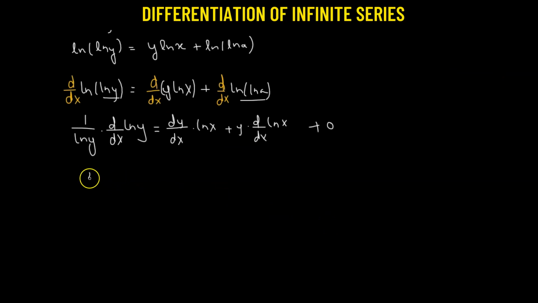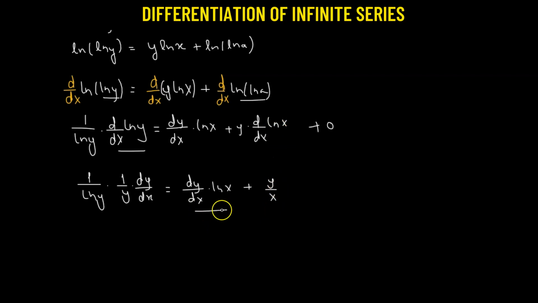Now let's finally compute the derivative. We have 1 over log of y multiplied by, so here we have derivative of log of y, so this will be 1 over y, but again using the chain rule we have to multiply by the derivative of y with respect to x. This will be equal to derivative of y with respect to x times log of x plus y multiplied by derivative of log of x, which is 1 over x. So we'll transpose this term to the left hand side. So we have 1 over y times log of y minus log of x, whole multiplied by derivative of y with respect to x equals y over x.